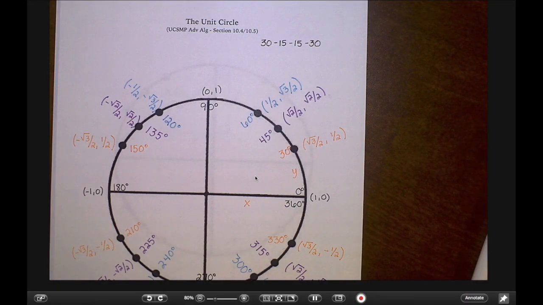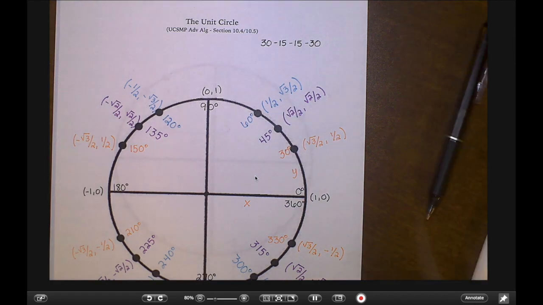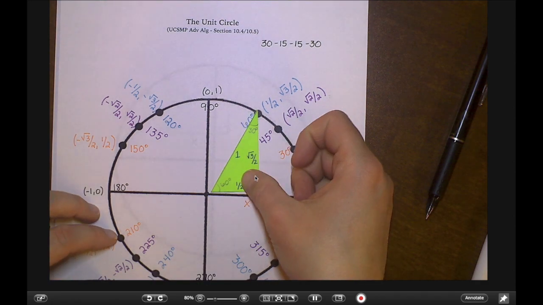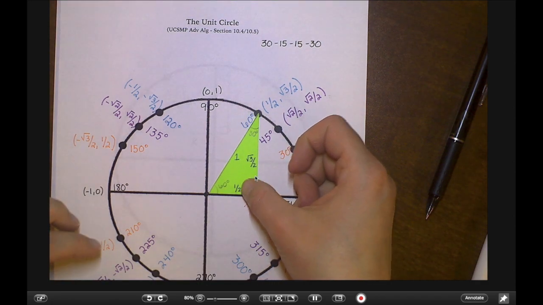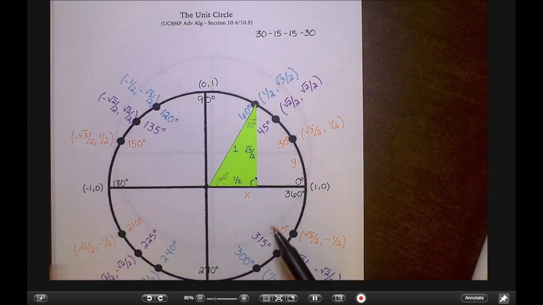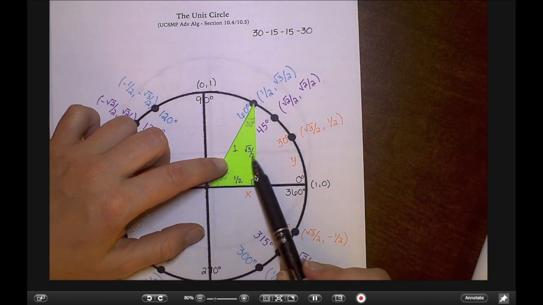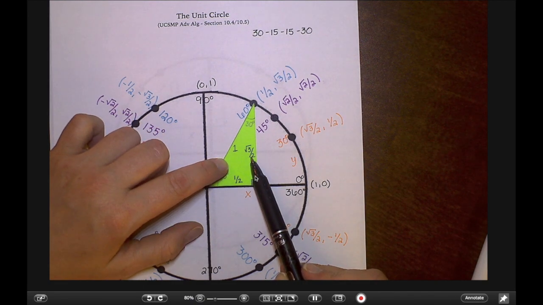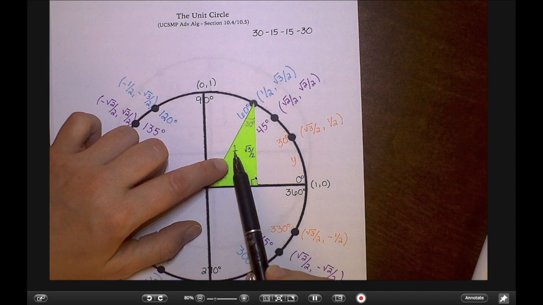Okay, so let's talk about why these numbers are even significant. Okay, I'm going to throw one of my triangles back on here. I'll go ahead and throw the 60-degree one there. If I were to give you this triangle and I were to ask for the sine of 60 degrees, let's say, you would say, okay, well, sine is opposite over hypotenuse. So sine would be square root of 3 over 2 over a hypotenuse, but the hypotenuse is just 1.